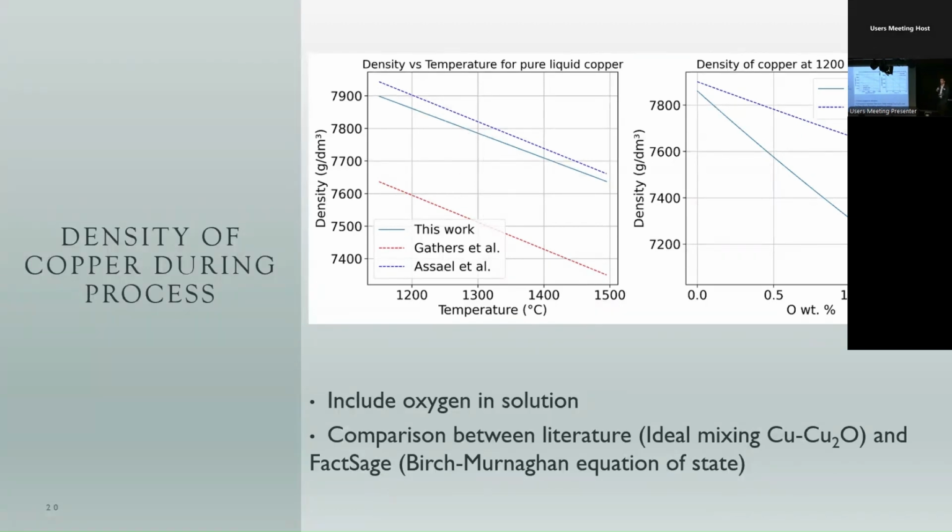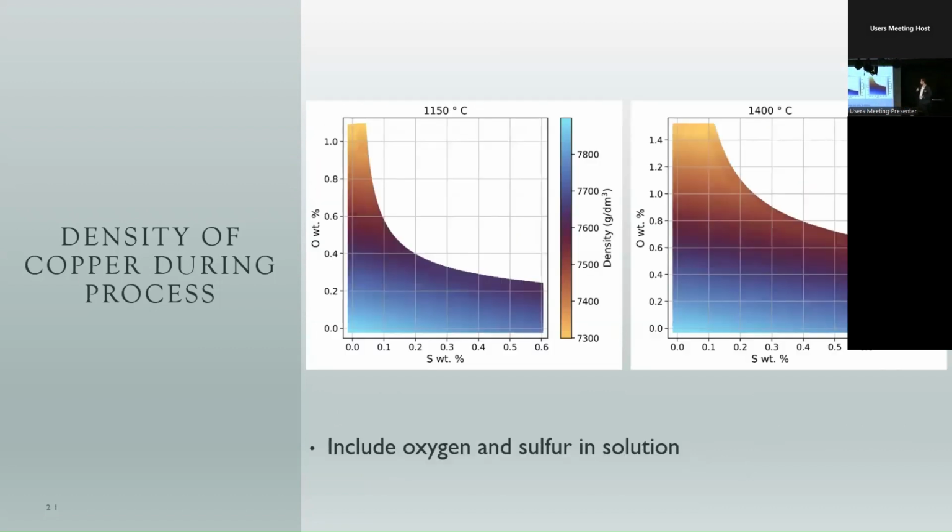But we can even go farther, because we also said that we have sulfur in the system. So how can we also see what happens with the density with sulfur and oxygen? So we have here a plot of densities at 2 different temperatures, 1150 degrees and 1400 degrees. And we can already see some trends when we increase the temperature. We are reducing the density, and that's also something that happens with the amount of sulfur and the amount of oxygen. But this is a graphical view, and we cannot maybe see it that much.